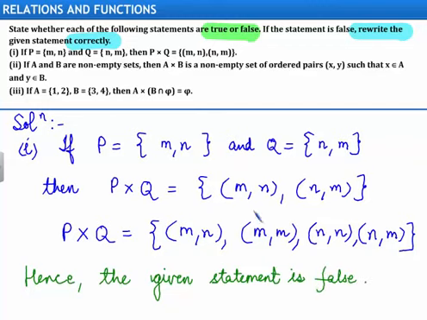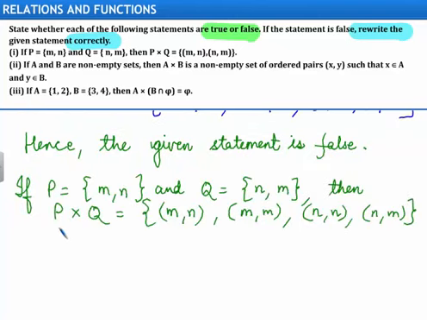Now let us rewrite the given statement correctly. Hence, the correct statement is: if set P is equal to {M, N} and set Q is equal to {N, M}, then the Cartesian product P cross Q is equal to {(M, N), (M, M), (N, N), (N, M)}. This completes the first part.